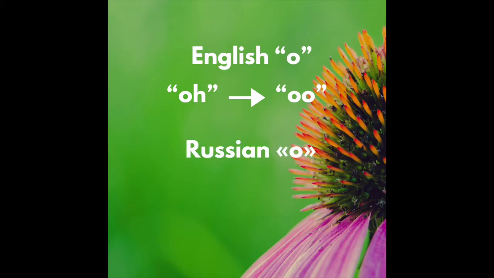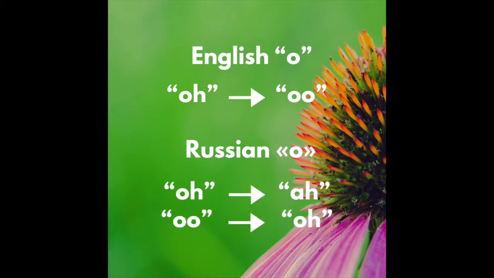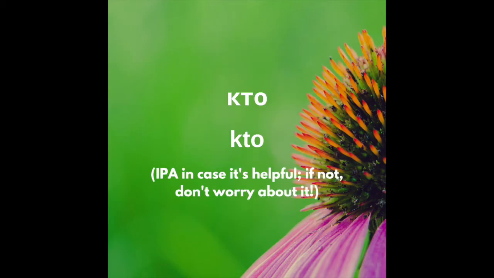Start closed and open up a little, either from an O to an A sound or from an U to an O sound. O. O. Let's put it all together. Jaw, tongue, lips. Кто? Кто?